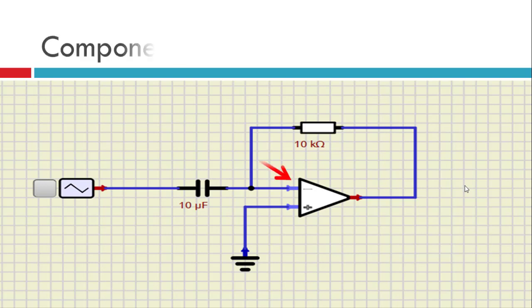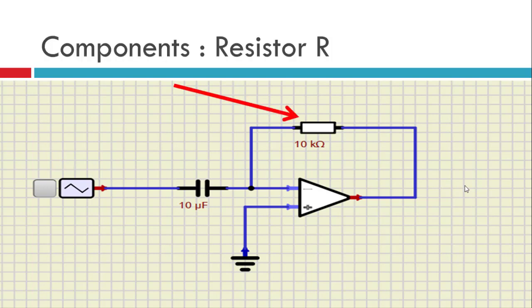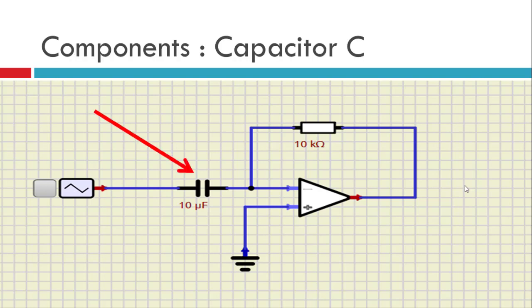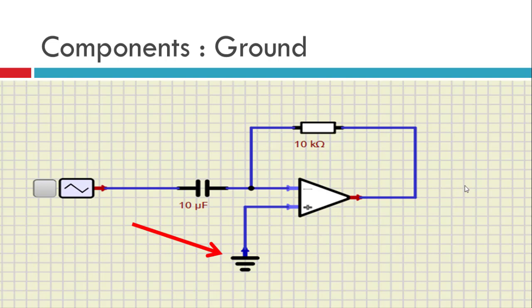Let us see the components. The first component is the OPAMP itself. Then we have the input wave generator. We'll be using a triangular wave as the input. We'll see how we set it. Then we have a resistor of 10 kilo ohms, a capacitor of 10 microfarad, and the ground which is connected to the non-inverting end. Here we can see the input is connected to the inverting end through the resistor and the capacitor, and the resistor is used as the feedback.